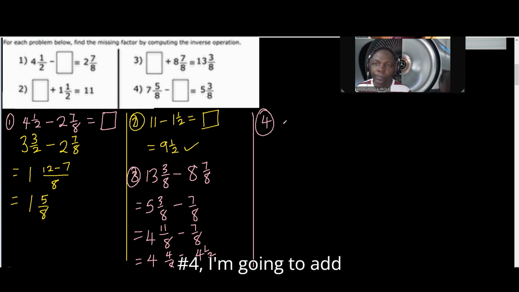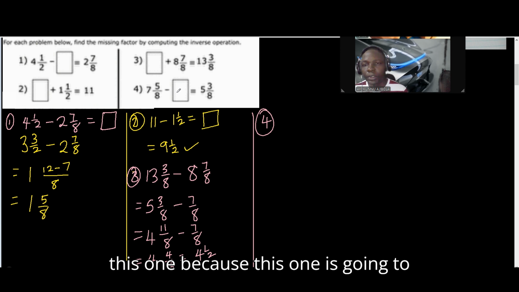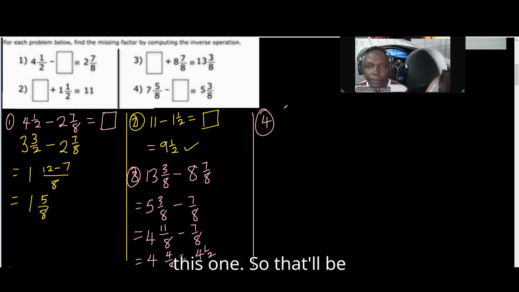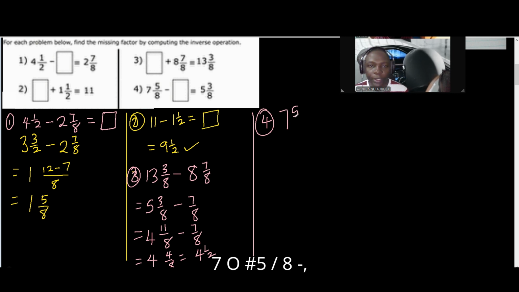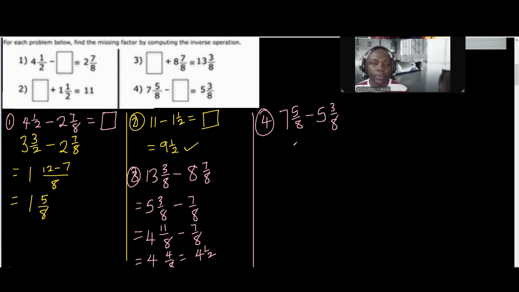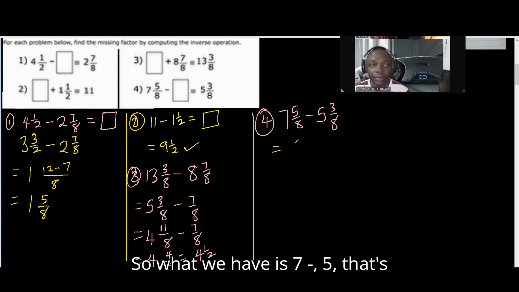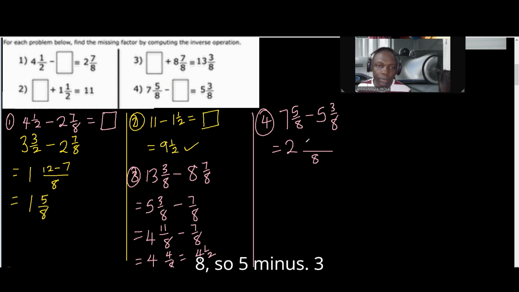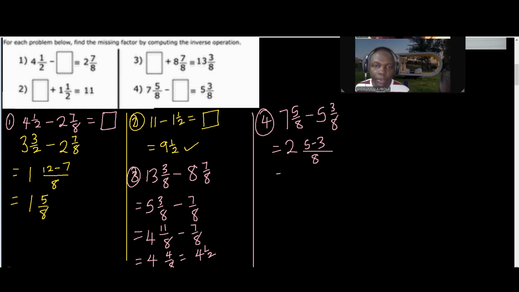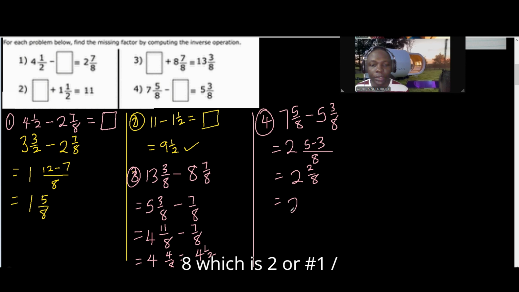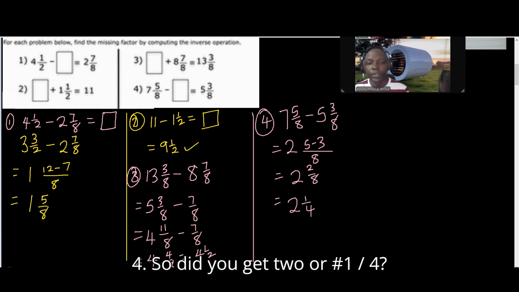Number 4. I'm going to add this one because this one is going to become positive. Okay, yeah, I'll subtract this one. So that'll be 7 whole number 5 over 8 minus 5 whole number 3 over 8. So what we have is 7 minus 5, that's what? 2. Then 5 minus 3, and this will be 2 whole number 2 over 8, which is 2 whole number 1 over 4. So did you get 2 whole number 1 over 4?